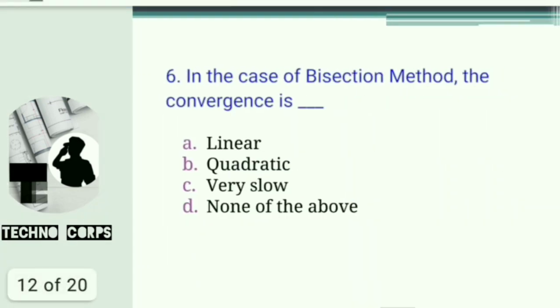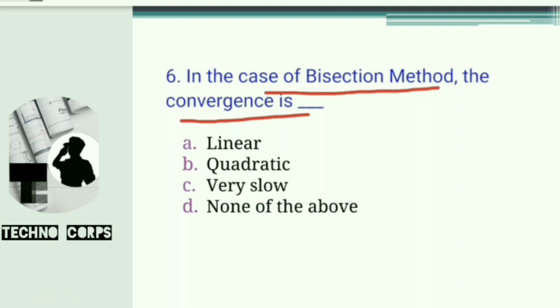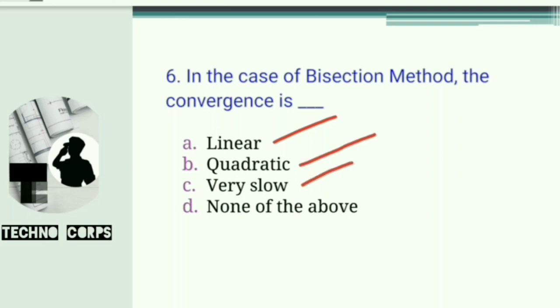The sixth question is about the bisection method again, and it is asking about the convergence of the bisection method. According to the options, we have to choose the correct answer. The options are saying it is linear, it is quadratic, it is very slow, or none of the above. So remember that the convergence of the bisection method is very slow. We know that it gives a very slow procedure.